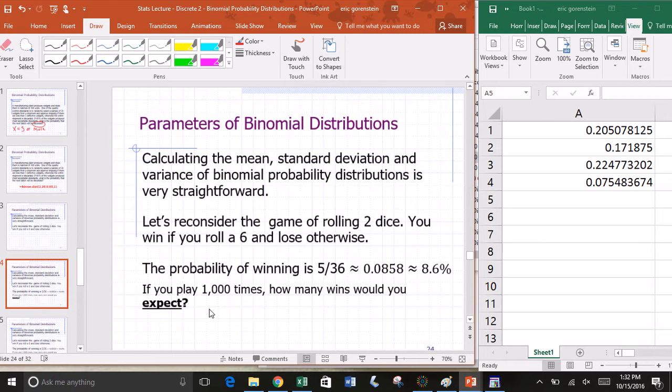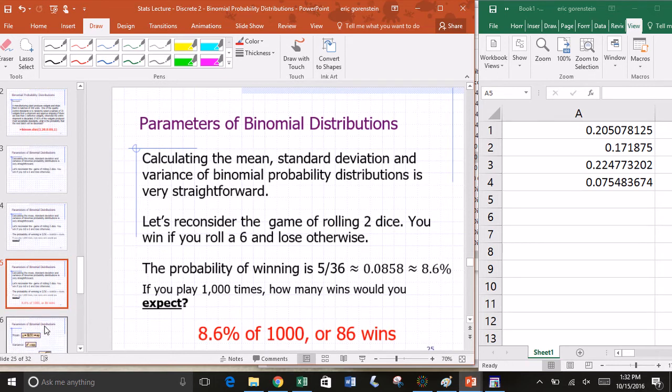How many wins would you expect if you played 1,000 times? Well, if about 8.6% are winning rolls, you would expect about 8.6% of those 1,000 rolls to be winning rolls. That would be your expected value. Because with the binomial distribution we have a fixed probability of success and only 2 possible outcomes, success and failure, the mean of the distribution is the expected value, which in this case would be about 86 wins.